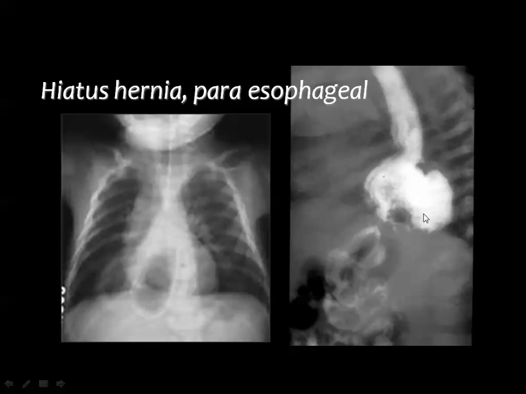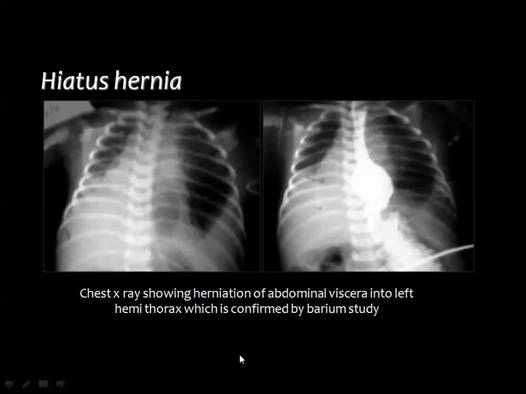Hiatus hernia may be seen also in the pediatric age group and is usually diagnosed by barium studies, where you can see part of the stomach above the diaphragm, or you see the gastroesophageal junction above the diaphragm. We have discussed in detail the types of hiatus hernia in the sector of barium meal concerning the adult population. And this is a hiatus hernia in a child.